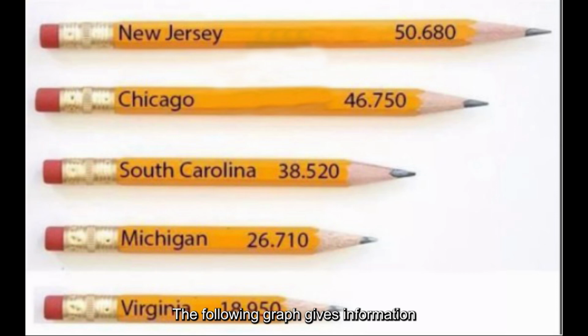The following graph gives information about pencil length. The items include New Jersey, Chicago, and Michigan. According to this graph, in Chicago, the length of the pencil is around 46.750. And that of New Jersey is higher, which is around 50.680. You can see from this graph that the highest length of the pencil is in New Jersey, which is 50.680. You can also see from this graph that the lowest length of the pencil is Virginia, which is around 18.950. In conclusion, New Jersey has the highest length of the pencil.